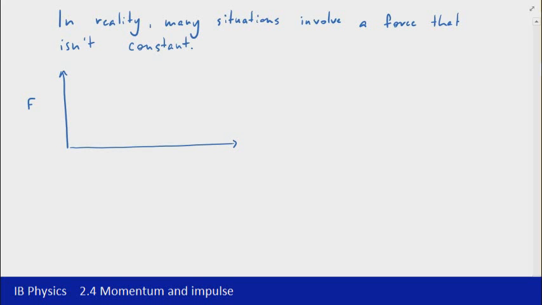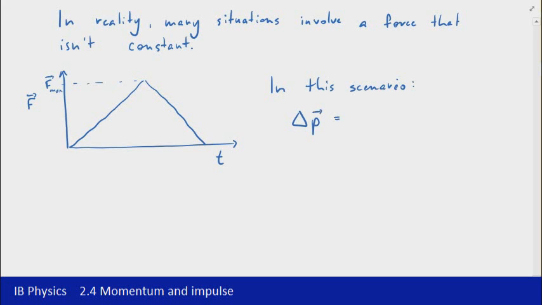If we look at, again, the force on the vertical axis and time on the horizontal, we might have something where the force increases and then decreases again. So this value here is going to be some maximum force that has been applied, so we'll call that F max. And we've got the time on the horizontal axis. But in this scenario, we still have a case of finding the area under the curve. So there's no hard and fast equation here, but if we think about the change of momentum, or the impulse in this case, it's now going to be the area under the curve.